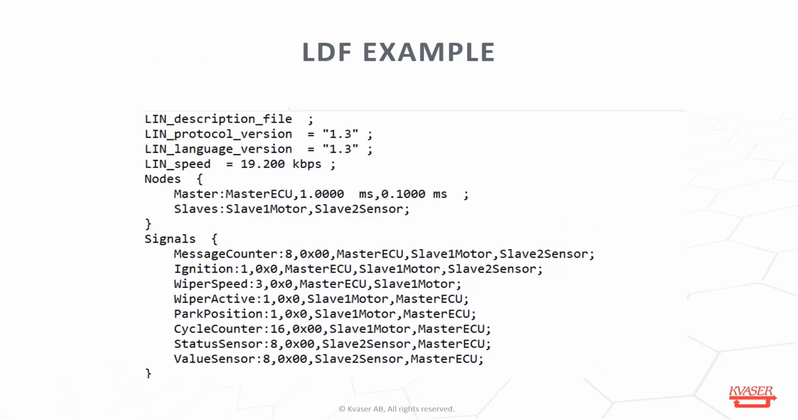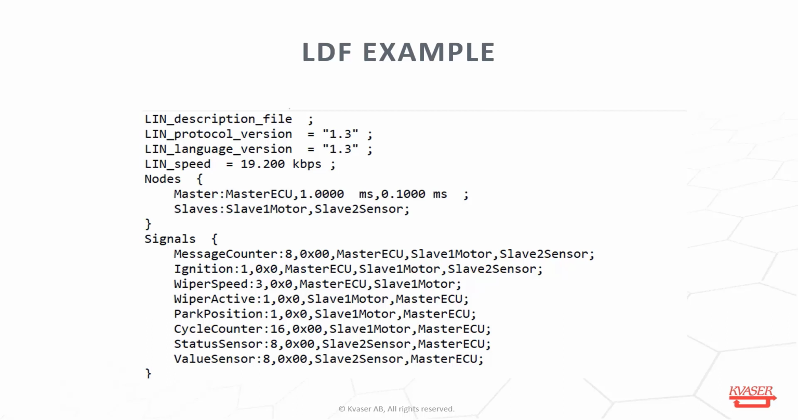Here's an example of it. As you can see, everything is formatted. There are different sections of the LDF. The top part, the LIN, designates a LIN description file. That's how the system might know that this is for a LIN description file. This will tell the LIN system, hey, this is what you are. It also mentions the LIN protocol version and the LIN language version.